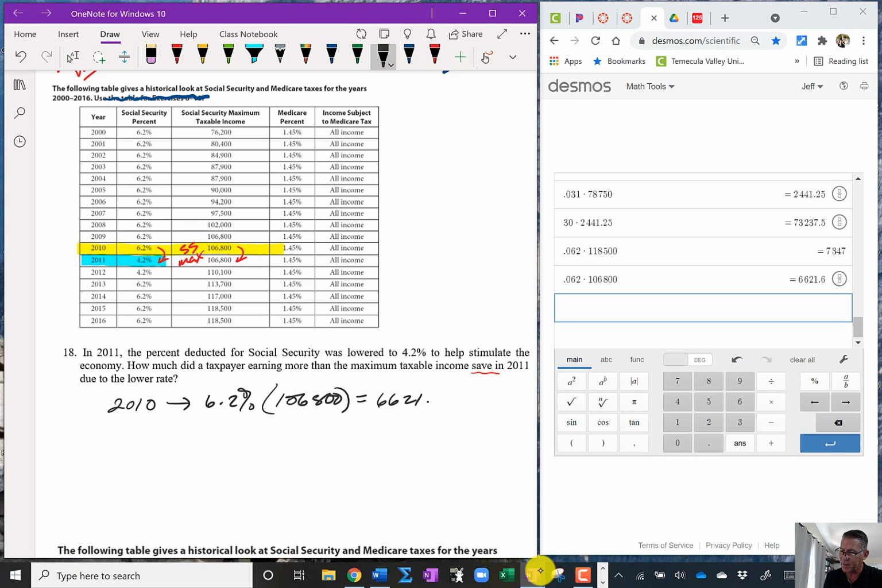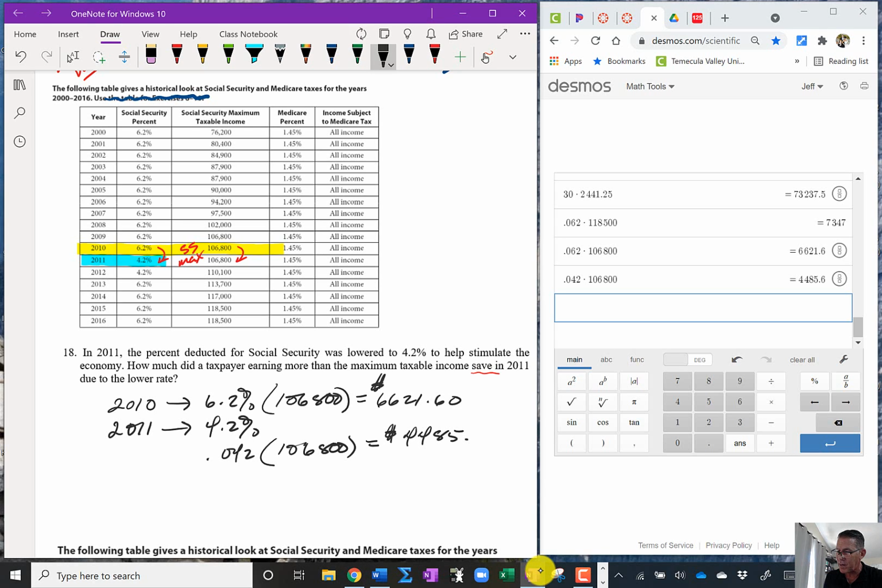So they have to pay less. So they have more money to spend. Therefore, they can stimulate the economy, and it did, because it happened. So the savings in this case is the difference between these two numbers. So it's going to be equal to 6621.60 minus 4485.60. All right, and what do we get? Well, let's figure this out. So 6621.60 minus the following year's taxable number here. Okay, and notice that we get a savings of $2,136.